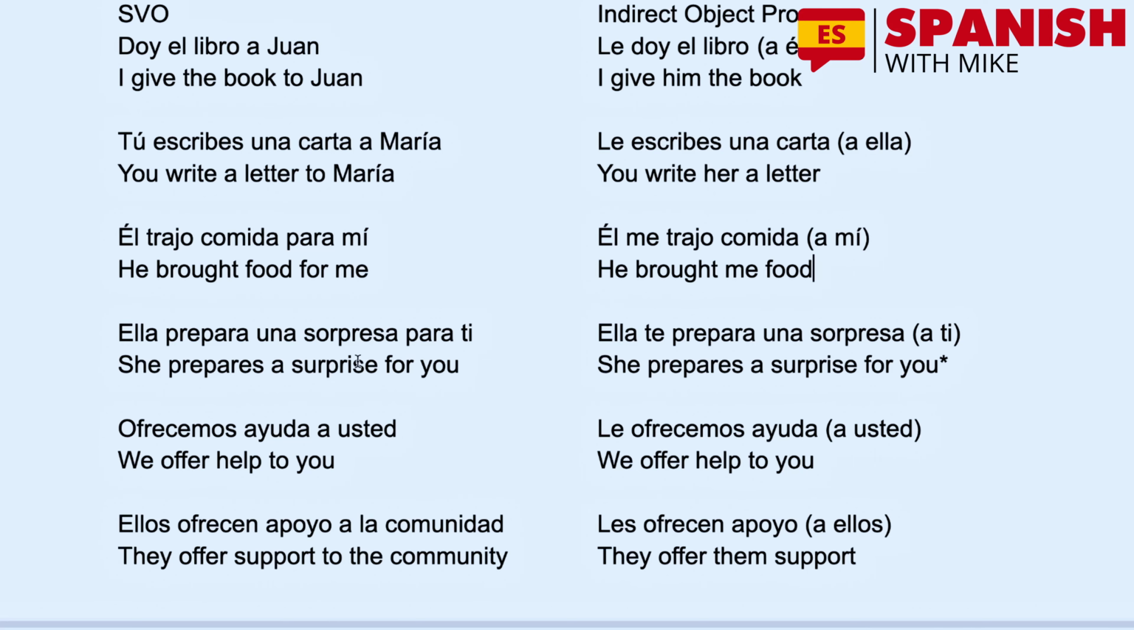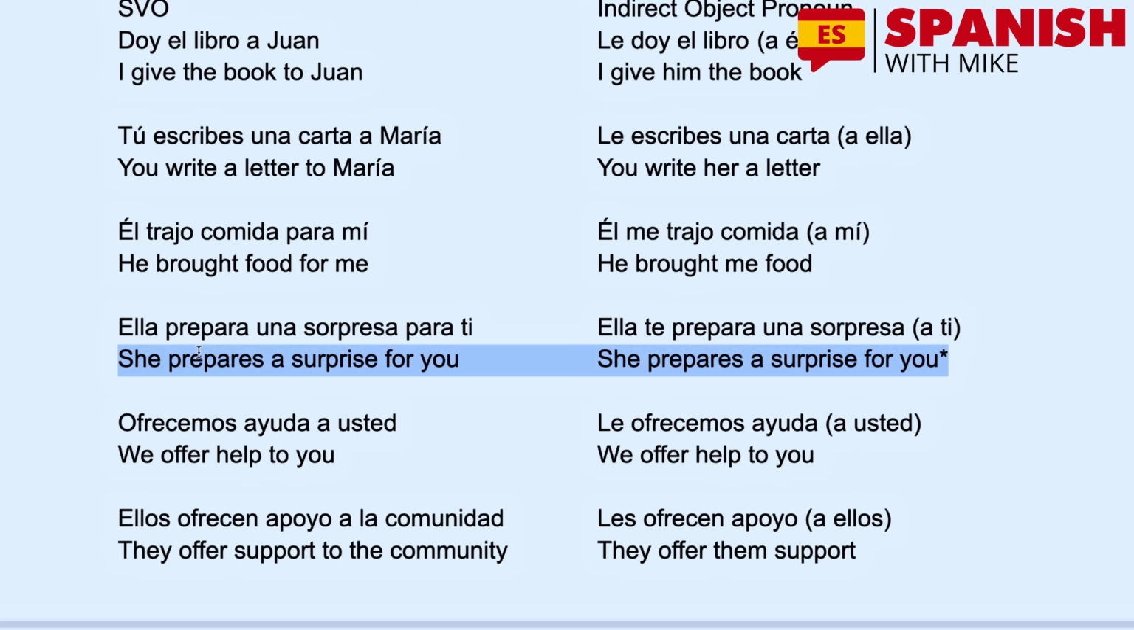Ella prepara una sorpresa para ti. She prepares a surprise for you. Subject, verb, object, indirect object. So we say ella te, because it's for you. Tú, ella te prepara una sorpresa. To whom? To you. She. Funny thing, both sentences in Spanish, in English, are exactly the same. And we have two different sentences in Spanish. Funny thing.